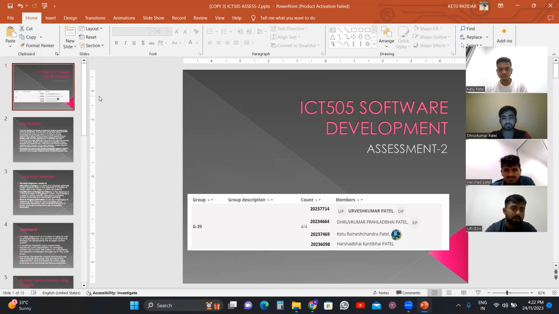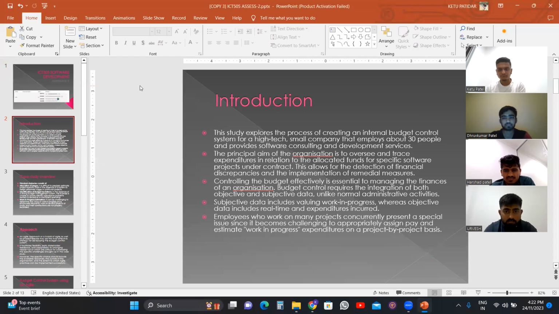In the first slide, the introduction, we see the study explores the process of creating the internal budget of the 30 people of a small company, where we concept about the finance and the development service. So we organize all about the system, how we manage it in the principle of the aim of the organization. We finalize the expenditure in relation to the allocation of the fund to specific software projects under the contract.